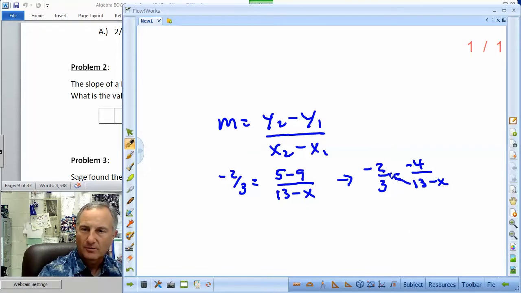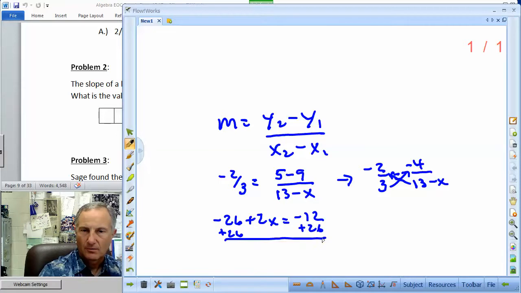I've got a proportion set up right here, 2 equal fractions, so I'm going to cross multiply. That's probably the easiest way to do it. -2 times 13 is -26, and -2 times the minus x will be plus 2x, equals 3 times -4, which will be -12. Now we're back to solving equations just like we've already done. Let's isolate that x, get it by itself. I'm going to add the 26 over. So I get 2x equal to 14. Divide out the 2. x is equal to 7.